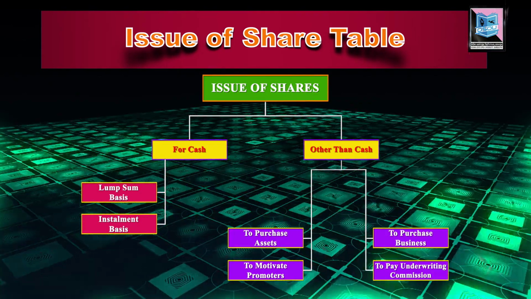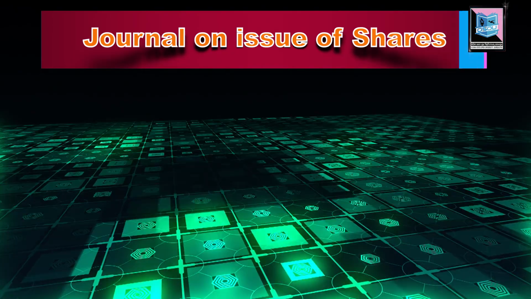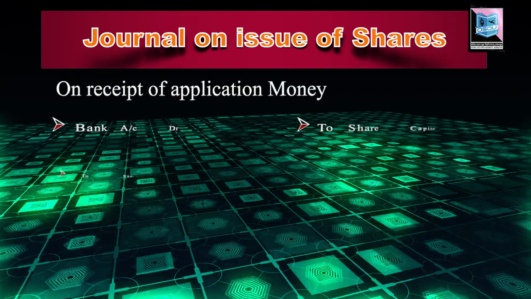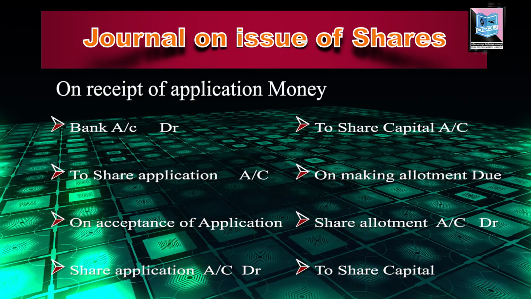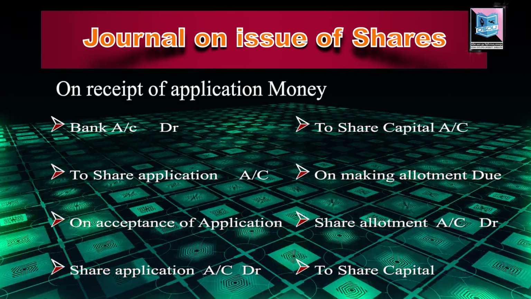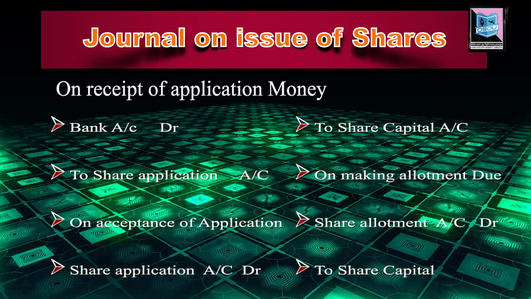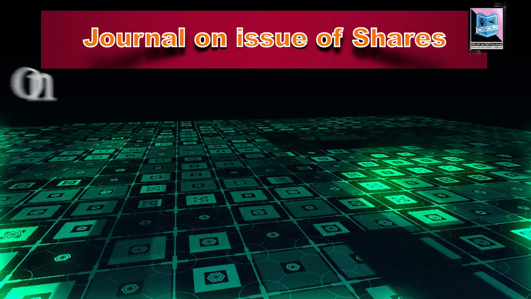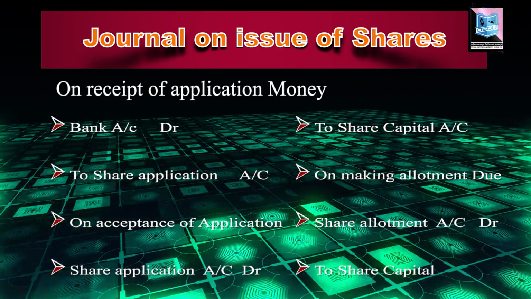Today we will see, whenever we issue the shares of the company to the general public, what types of accounting entries will take place inside the company accounts. Suppose you issue shares of rupees 10,000 at the rate of rupees 10 each. First you have to draw the application account, that is, bank account debit to share application, and the second entry will be share application account debit to share allotment. But whenever you receive the allotment money, the entry will be share allotment account debit to share capital, and the next entry will be bank account debit to share allotment.